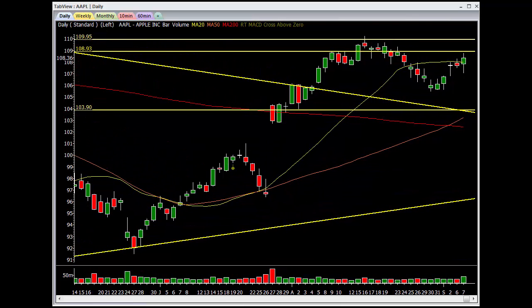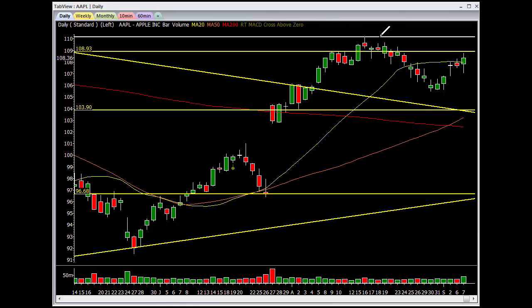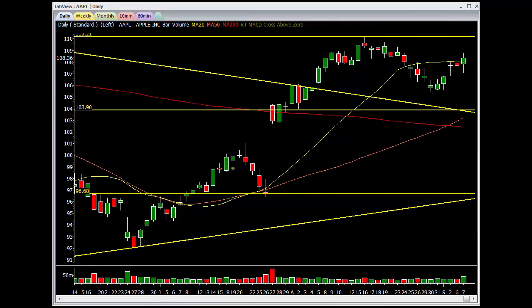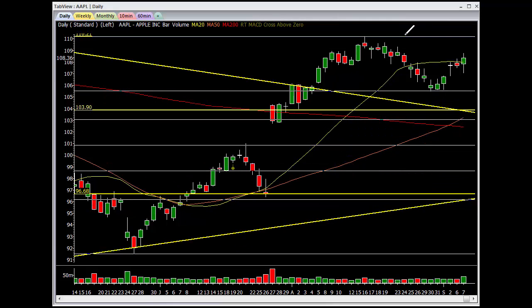But ultimately, if this thing doesn't hang on here, we have a nice big gap to fill here. And then also you have your high pivots up in this area. Let's just draw one there. Let's take this one out there. Let's do a fib as well from this low to this high.